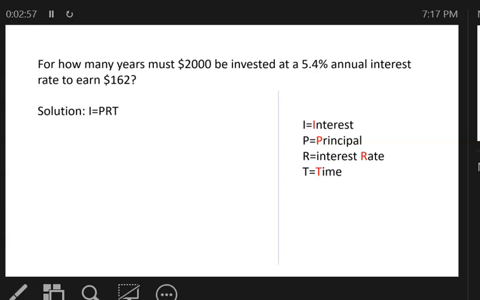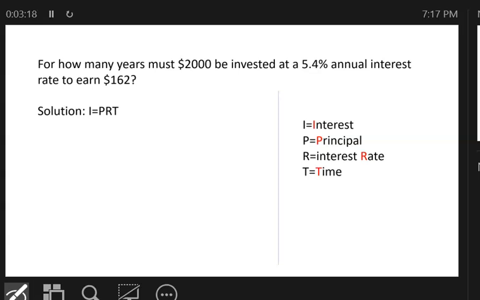Let's look at a word problem that involves percent. For how many years must $2,000 be invested at a 5.4% annual interest rate to earn $162? Here's a formula we use to solve this type of problem.